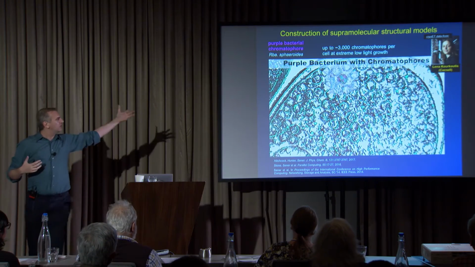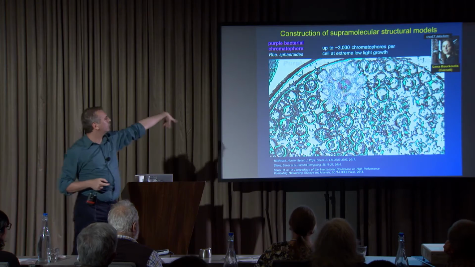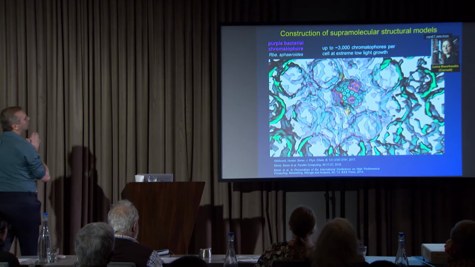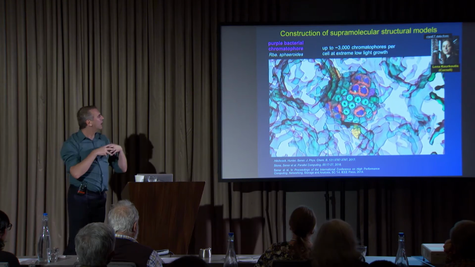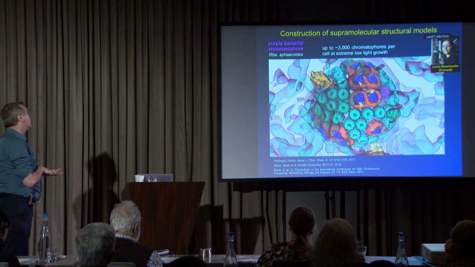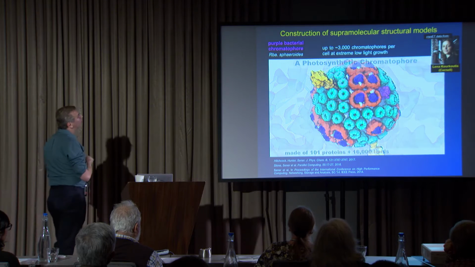This organization is essentially tomogram data from Lena Korkutas at Cornell, who initially worked with Wolfgang Baumeister. You see actually a fairly dense packing pattern of chromatophores in a purple bacterium.